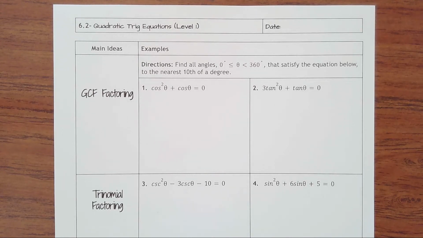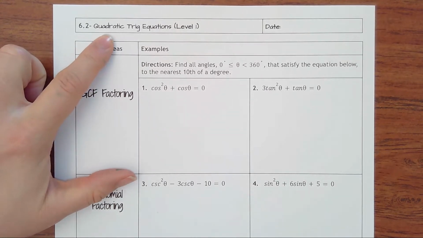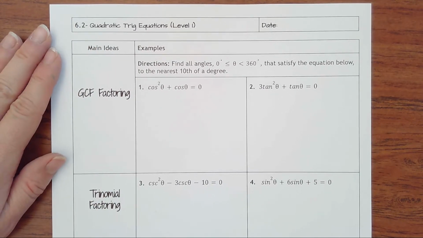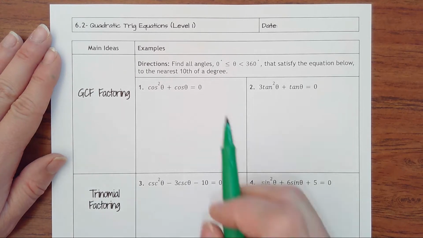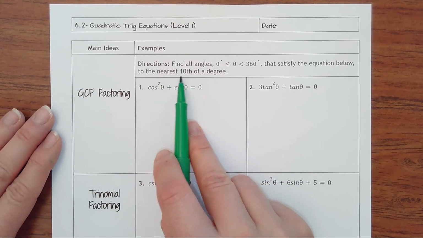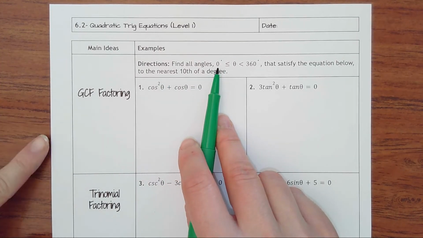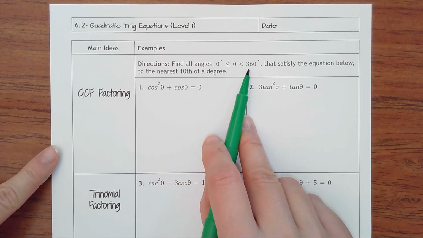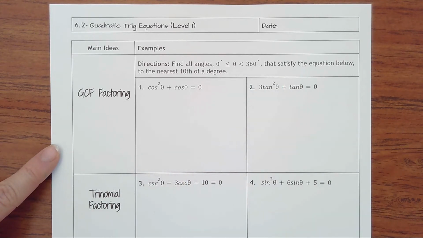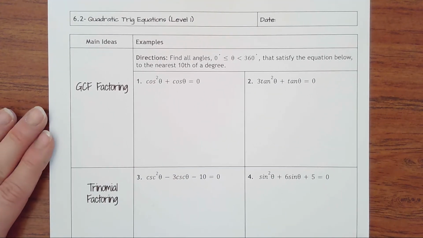6.2, quadratic trig functions level 1. Think back to how we factored quadratics from Algebra 1 and Algebra 2. It says find all angles. Remember, it can be equal to 0, but it can't equal 360, that satisfy the equation. We're going to round to the nearest tenth of a degree again if we need to.